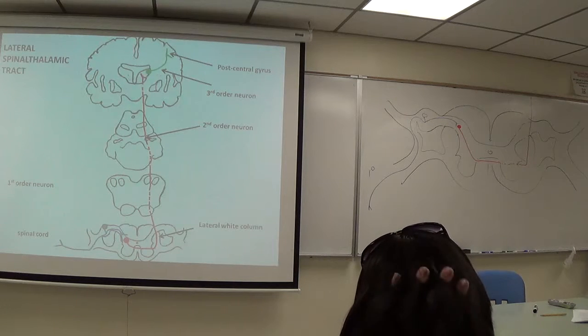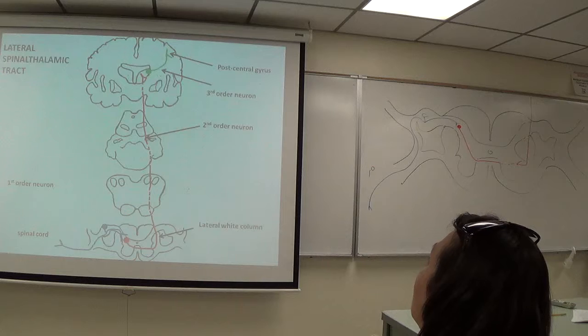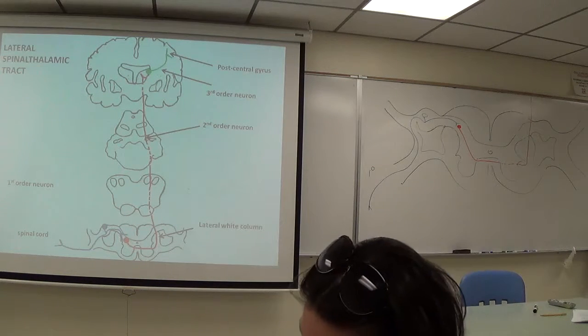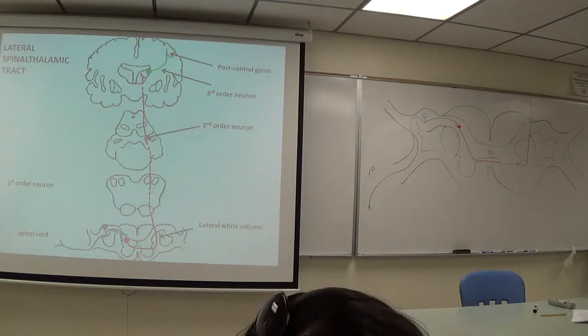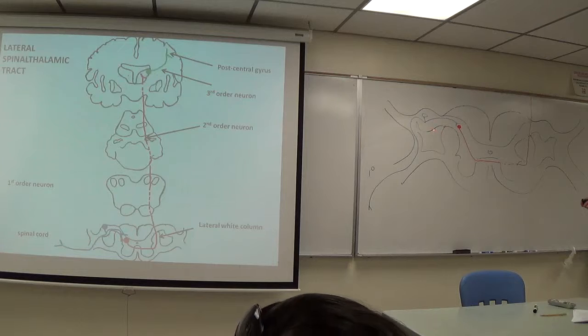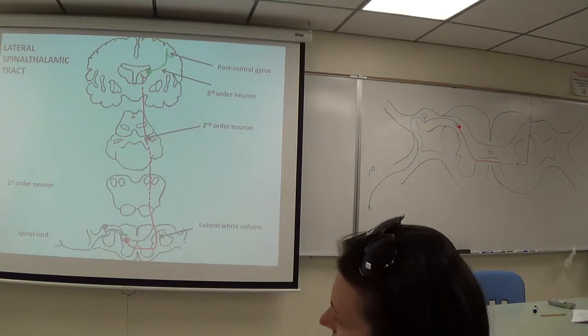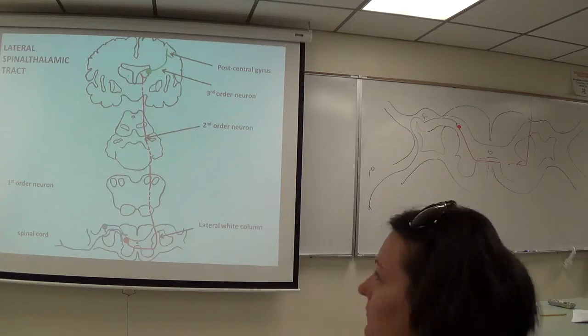The major distinction is because the first order neuron goes all the way up to the medulla before it stops. It crosses over later. So the second order neuron is in the medulla, that's where it crosses over. Here, our second order neuron is in the spinal cord, and it crosses in the spinal cord. Okay? That one is the medial lemniscus. No, it's the spinal thalamic tract.